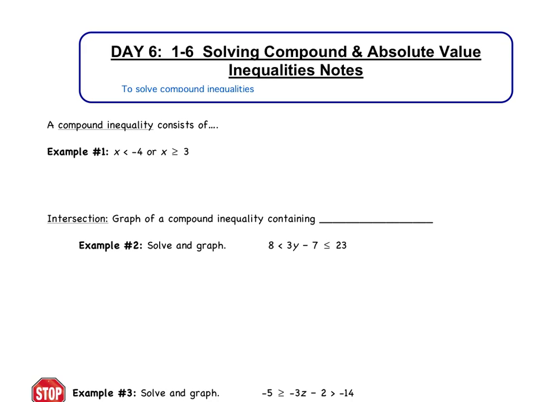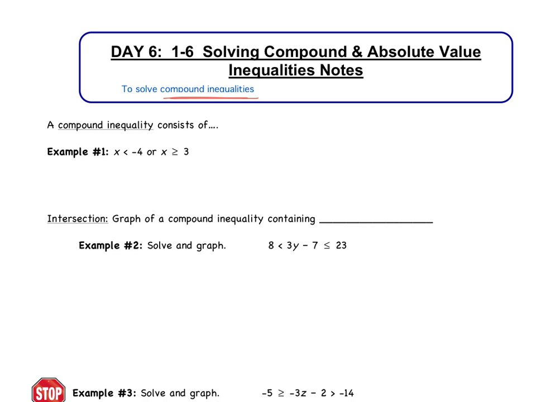Welcome to section 1.6, which is solving compound and absolute value inequalities. Today, for day 6, we're just going to focus on the first half of the chapter, which is solving compound inequalities. Tomorrow, for day 7, we'll be going over absolute value inequalities. So again, today is just compound inequalities.